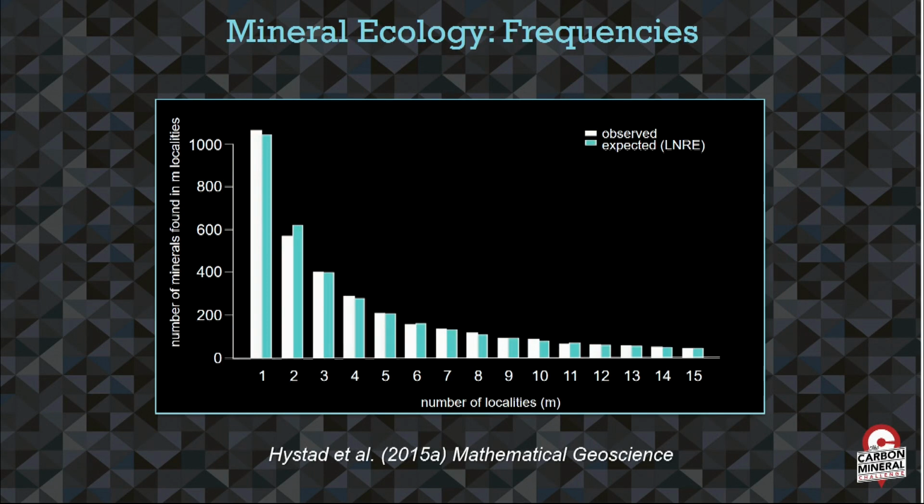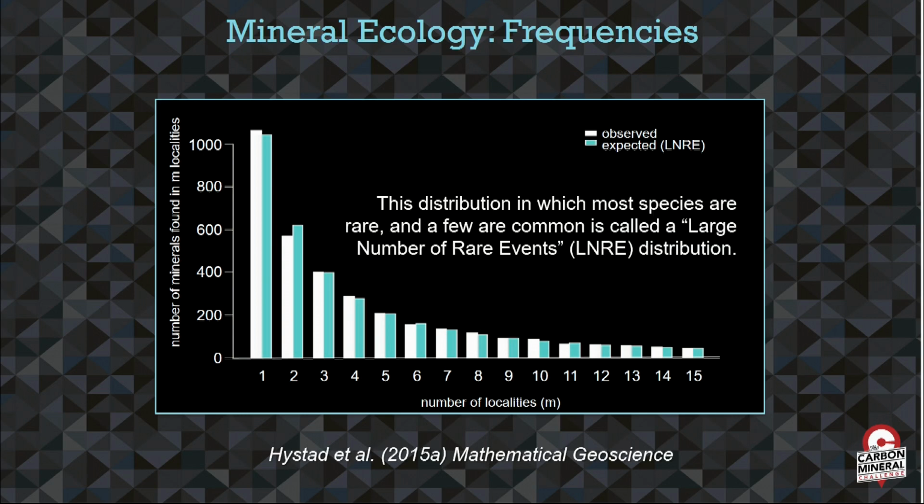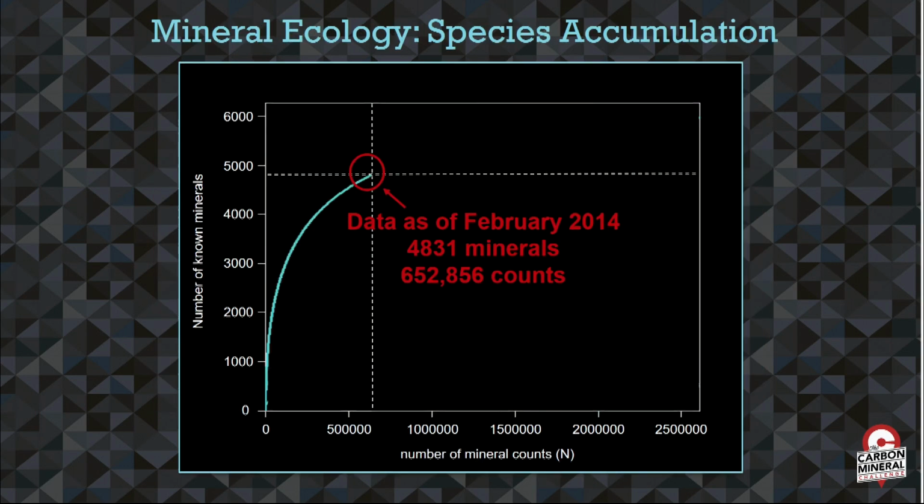So on the y-axis here is the number of mineral species, and on the x-axis is the number of localities that we know them from. So in other words, this graph is telling us that over 1,000 mineral species only occur at one locality on Earth. About 600 of them only occur at 2 localities on Earth, and so on and so forth. And you can see it fits very well to this statistical distribution that we call an LNRE distribution. That stands for a large number of rare events. So most species are rare, and then there's only a few species that are actually very common.